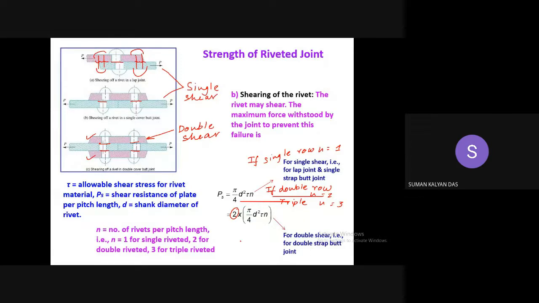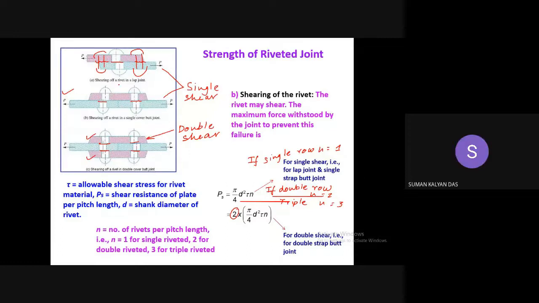Anybody has any doubt? No? Okay. No, sir. But for butt joint, the number of rivets is 2, but it is a single butt joint. But the number of rivets is 2. So in that case, we have to take N equal to 1 or 2. Are you telling about this third picture? No, sir. The above one. Here there is single shear, but there are 2 rivets.